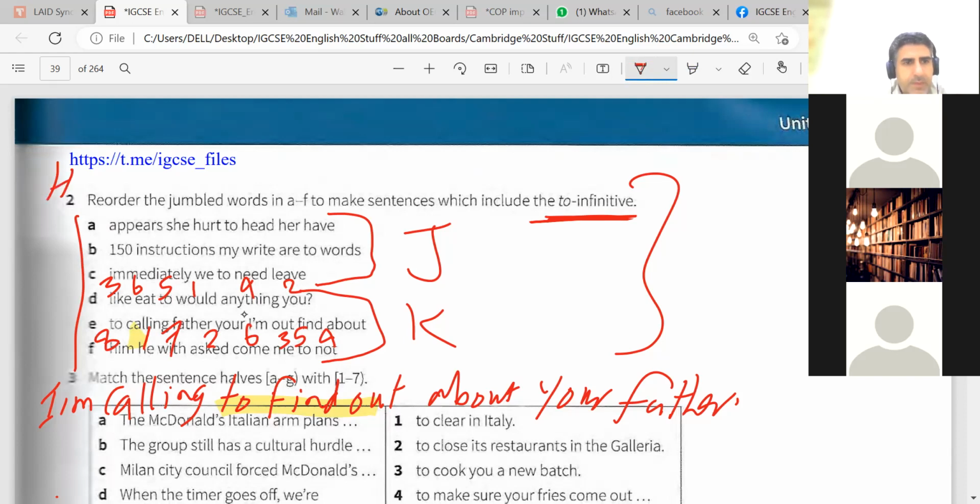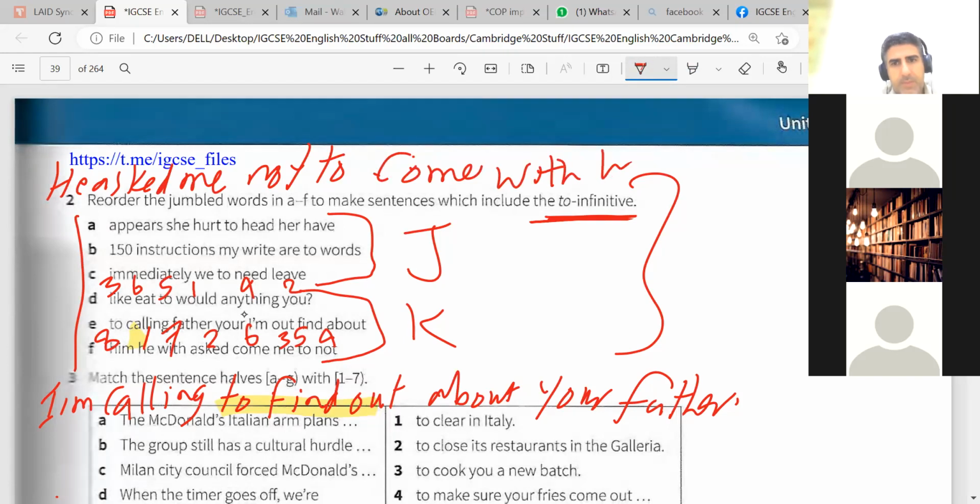He asked me not to come with him. Full stop. Do you agree, Jory? Is Khalid correct? Yes. Yes, I agree with you. This is the correct answer. Why? Because here, why use the infinitive to come? Because it's after the verb ask. Thank you very much, Khalid. Well done.